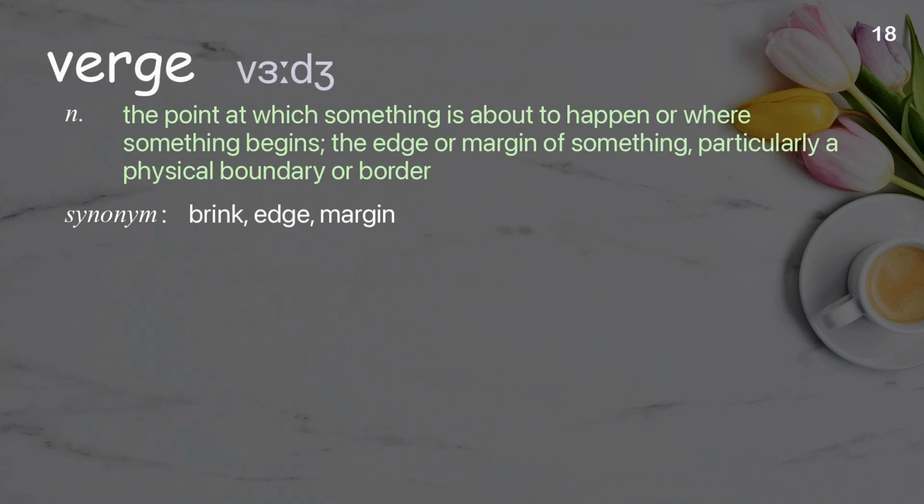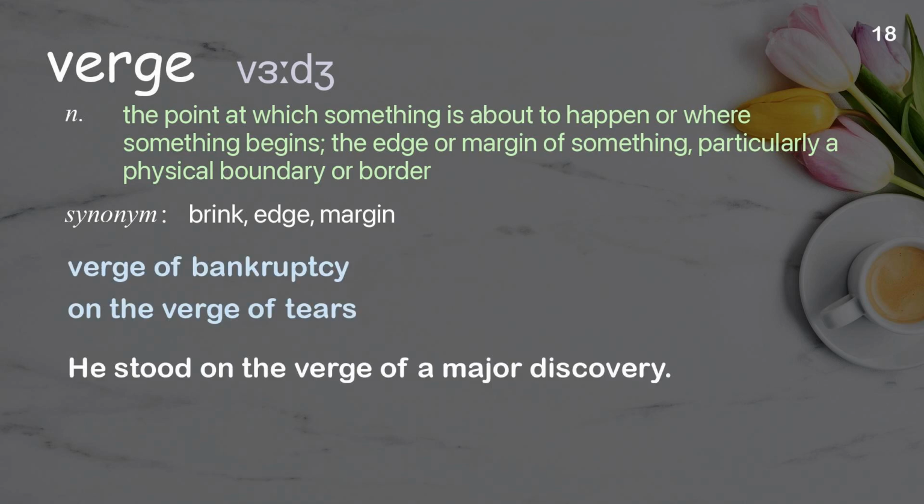Verge. The point at which something is about to happen or where something begins; the edge or margin of something, particularly a physical boundary or border. Examples: Verge of bankruptcy. On the verge of tears. He stood on the verge of a major discovery.